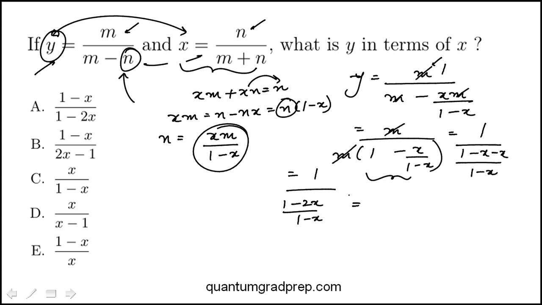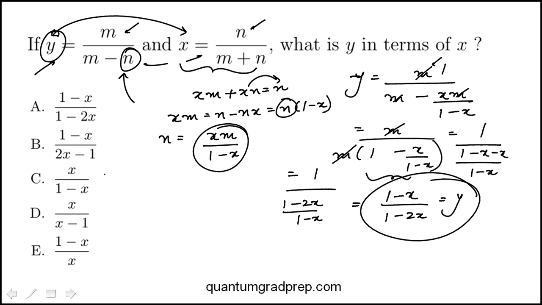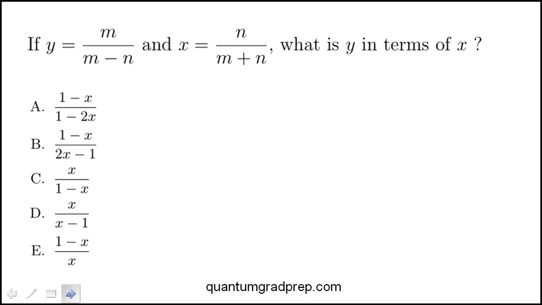And then you multiply it by its reciprocal. And that would be y in terms of x. That's answer choice A. So this is one way to do it. There's probably, I'm going to show you the second way, but there may be other ways too, depending on your preference.